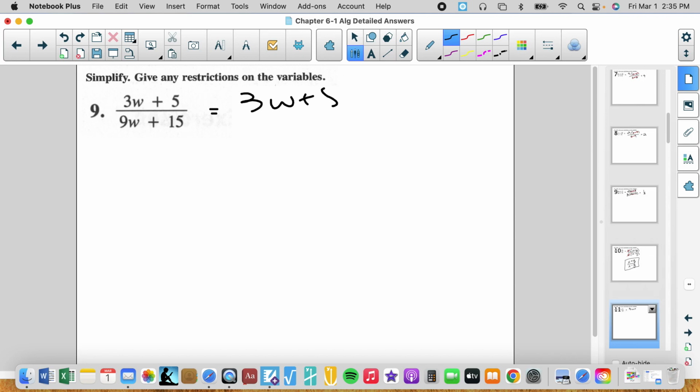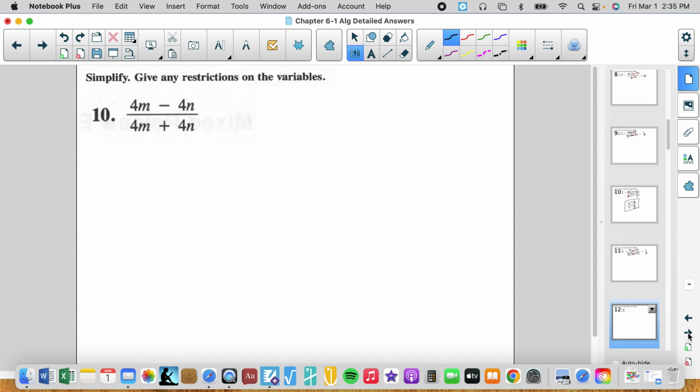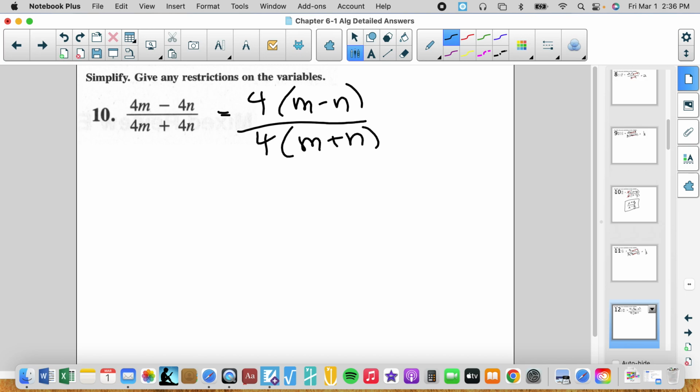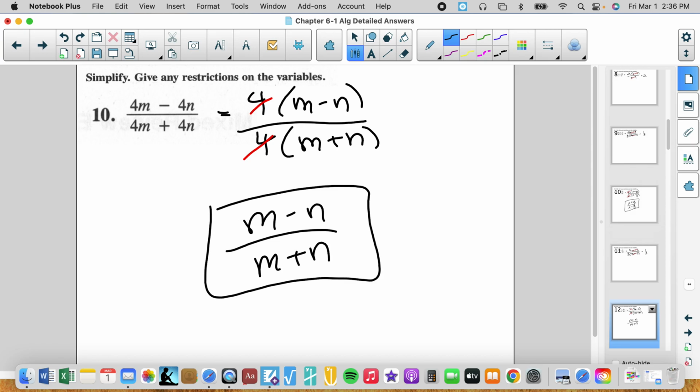3w plus 5 has no common factors. We'll factor out a 3. We get 3w plus 5. Those cancel. And again, you're left with 1 over 3. We can factor out a 4: m minus n. We'll factor out a 4: m plus n. The 4's cancel. m minus n over m plus n. That's my answer.